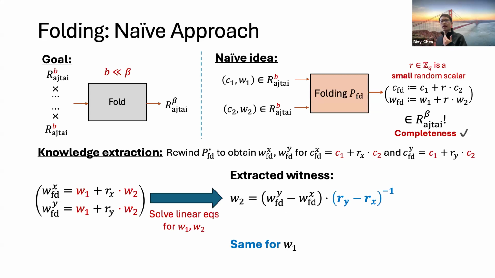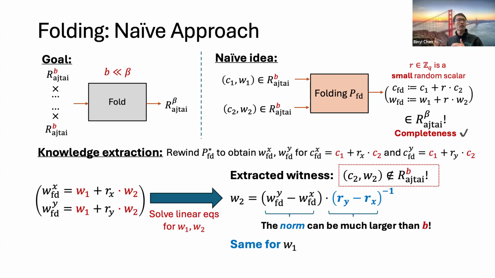And hopefully they are exactly in this input relation. But unfortunately, that is too good to be true. And this witness will actually not be in the input relation R type B. And the issue is, again, about the norms.